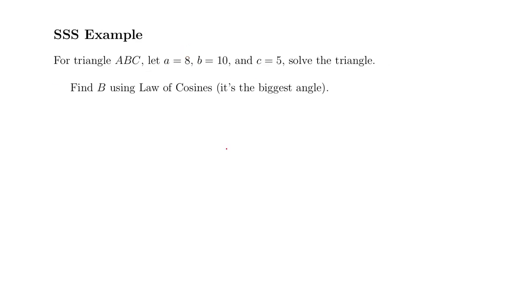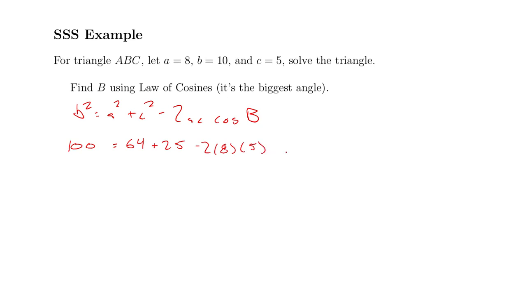Where am I at here? Okay, cool. So maybe I'll write it out: b squared equals a squared plus c squared minus 2ac cosine b. So b squared is going to be 100. A squared is going to be 64. C squared is going to be 25, minus 2 times 8. I'll write this all out because I'm going to have a hard time keeping track of it in my head. Cosine b.